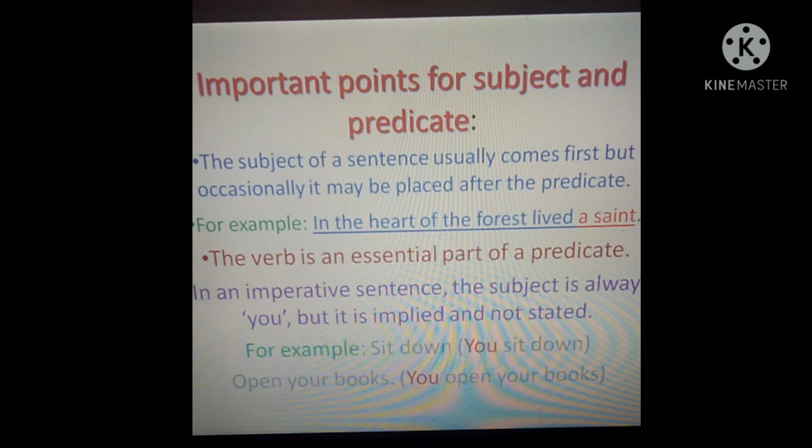Now coming to the second example, open your books. Now here, when you are coming in the class and I ask you all to open your books, whom am I talking to? That is you. You is the subject. We indicate it as a hidden subject. That is the word you. And "open your books" is the predicate.